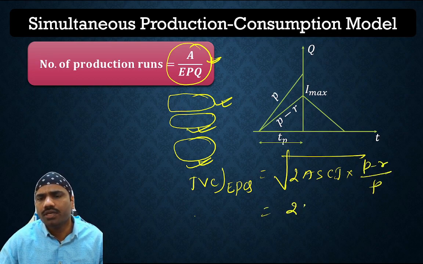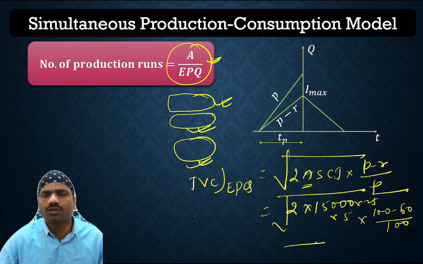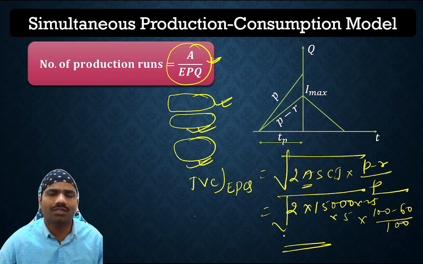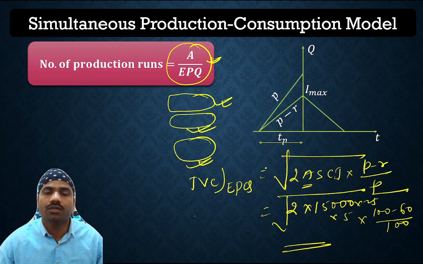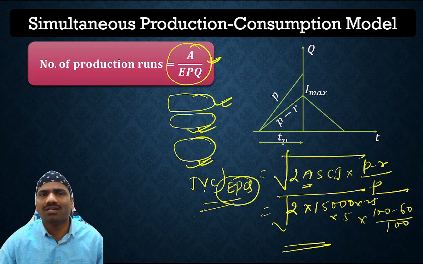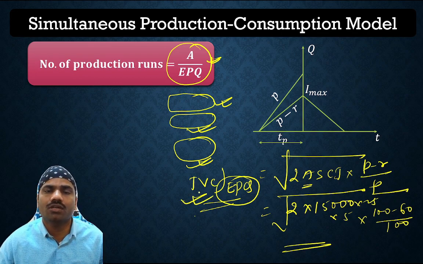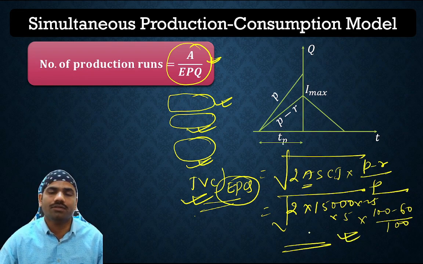So here, A we can have 15,000, S is 25, CI is 5, the production rate is 100, and the consumption rate is 60. By solving this relation, we can have the total variable cost, and that is called the total incremental cost at this particular quantity. In general we can also find it for any quantity, but that quantity is not mentioned over here. So we will find the total incremental cost at the economic production quantity, and this will give you the answer.